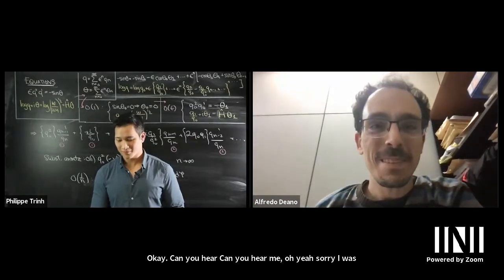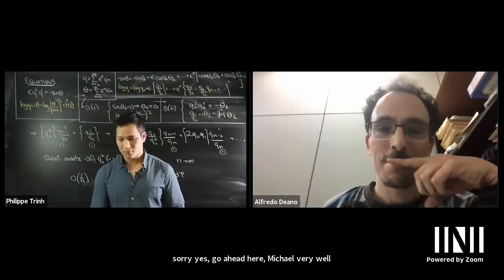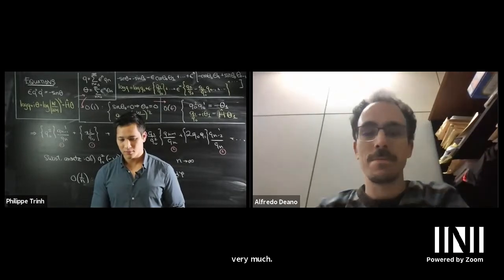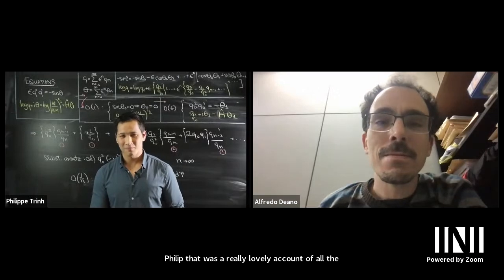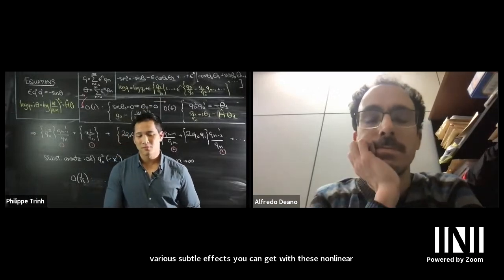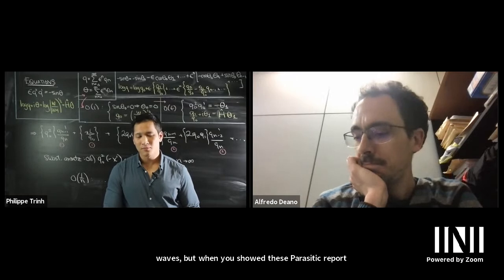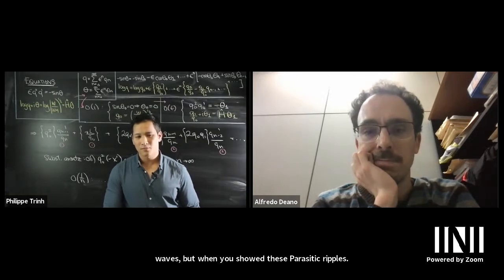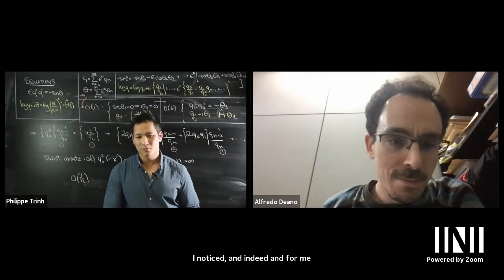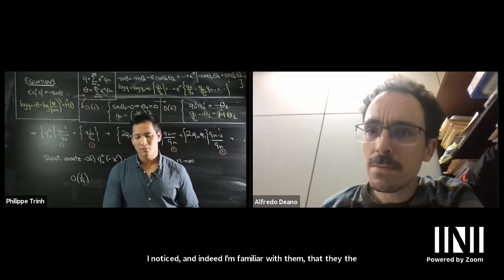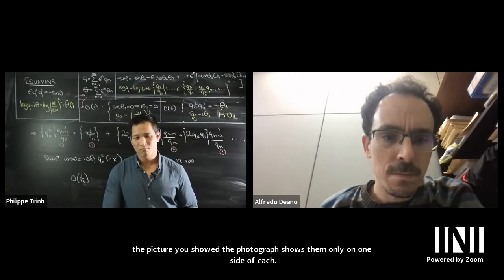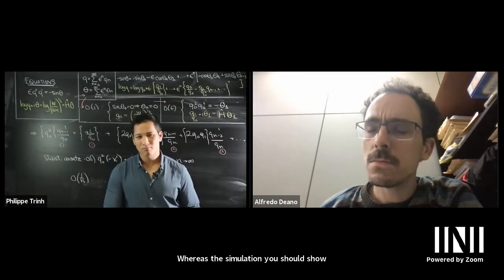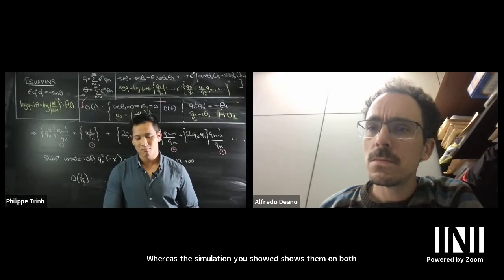Michael Berry. Well, thank you very much, Philippe. That was a really lovely account of all the various subtle effects you can get with these nonlinear waves. But when you showed these parasitic ripples, I noticed, and indeed I'm familiar with them, that the picture you showed, the photograph, shows them only on one side of each thing, whereas the simulation you showed shows them on both sides. Now, you can understand why they occur only on one side from linear theory.